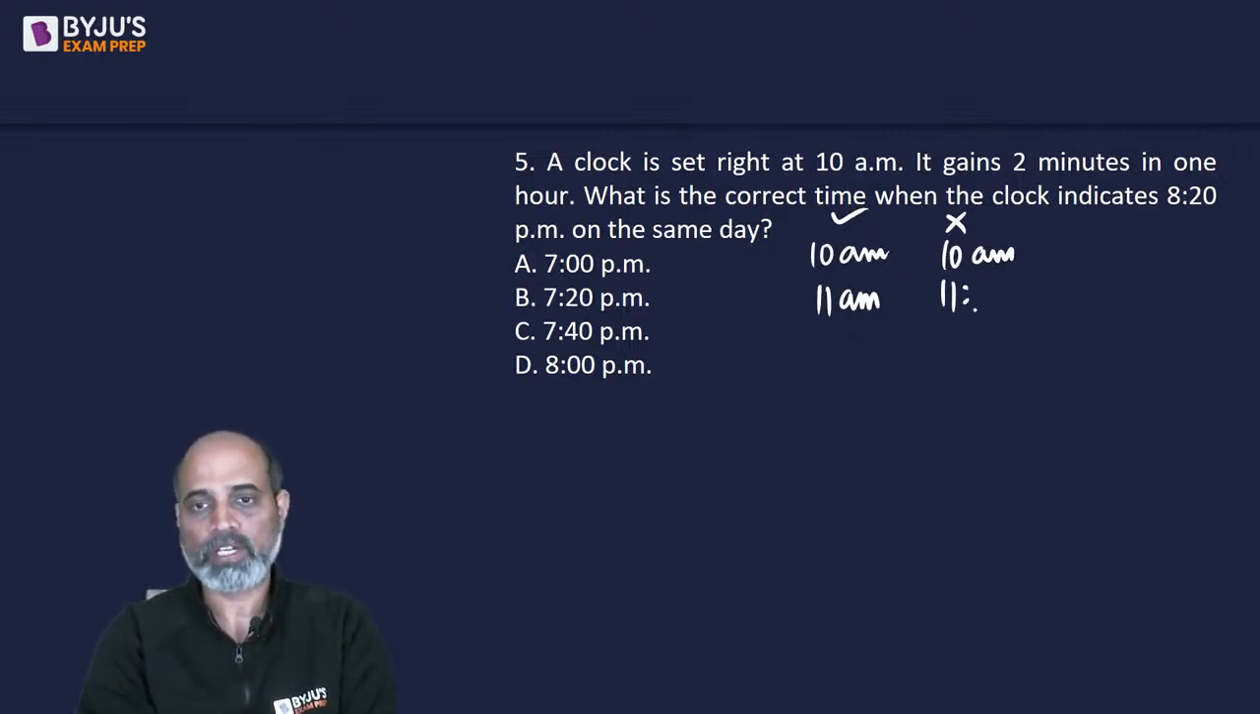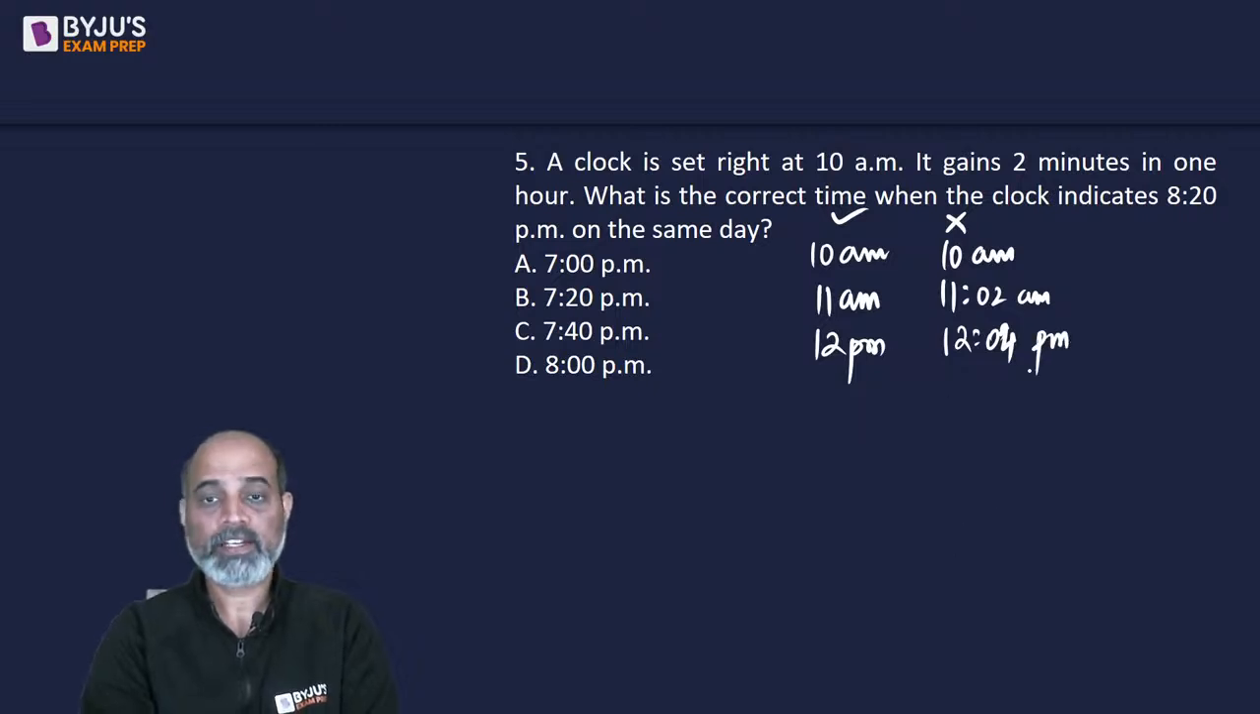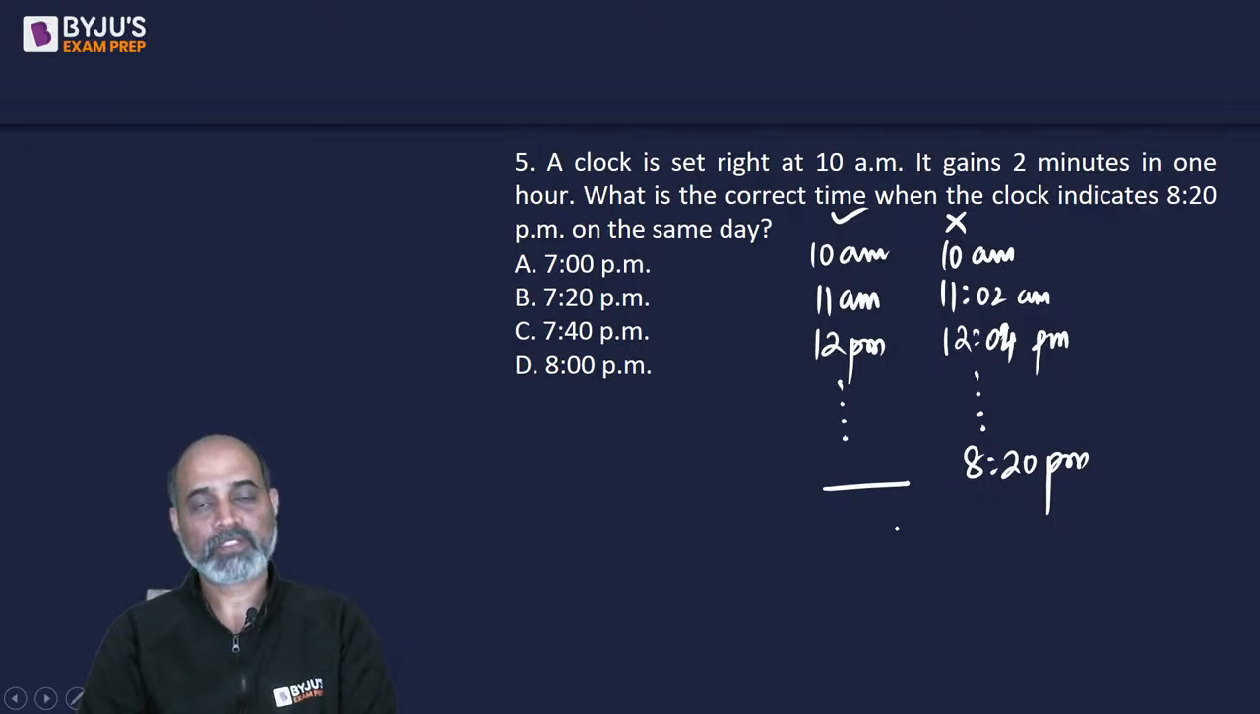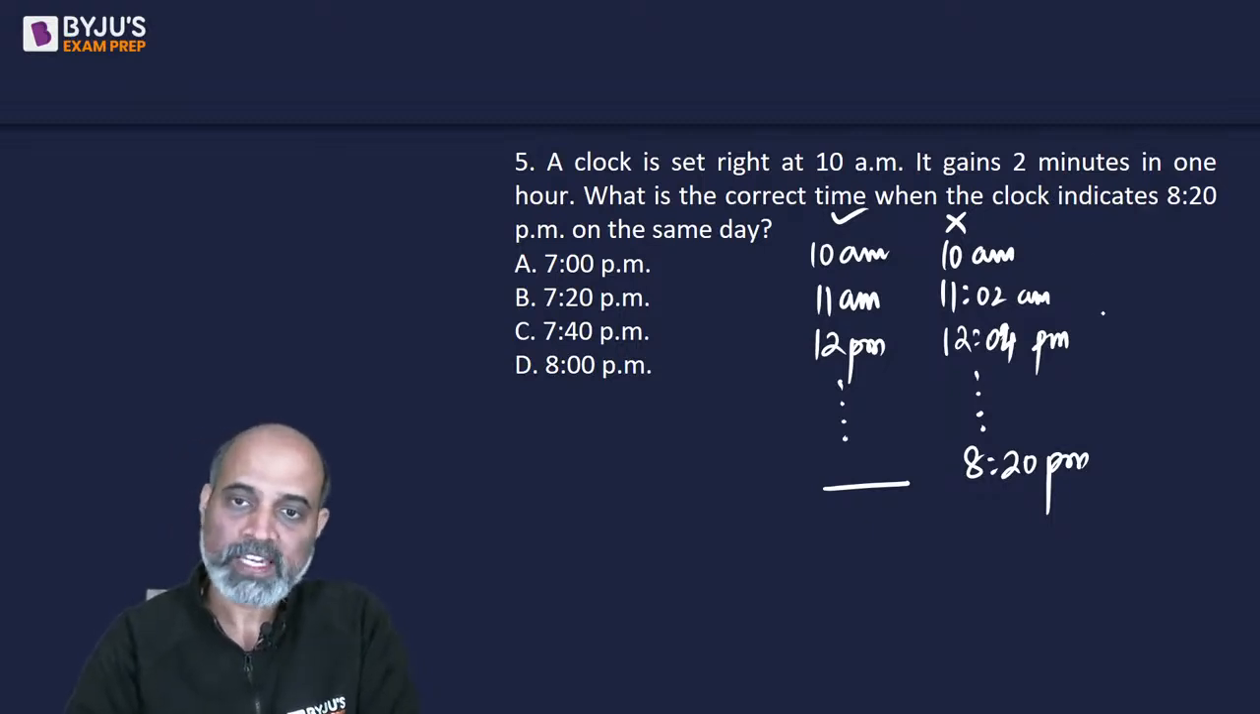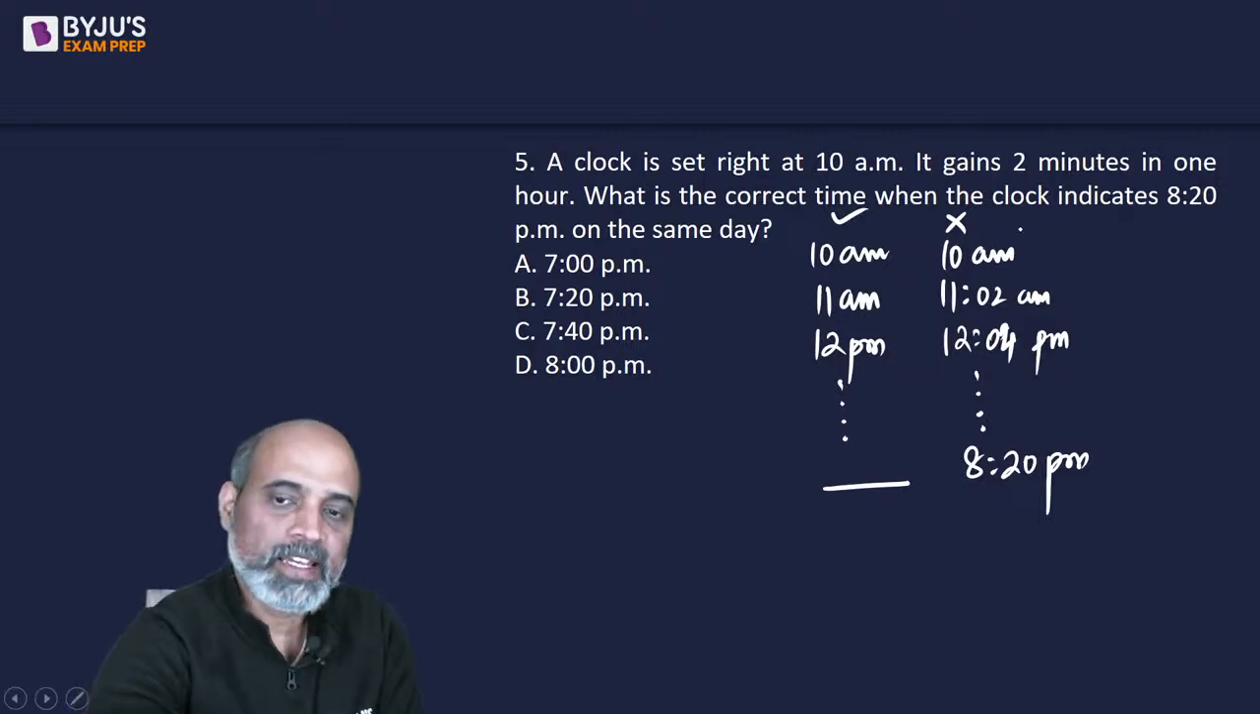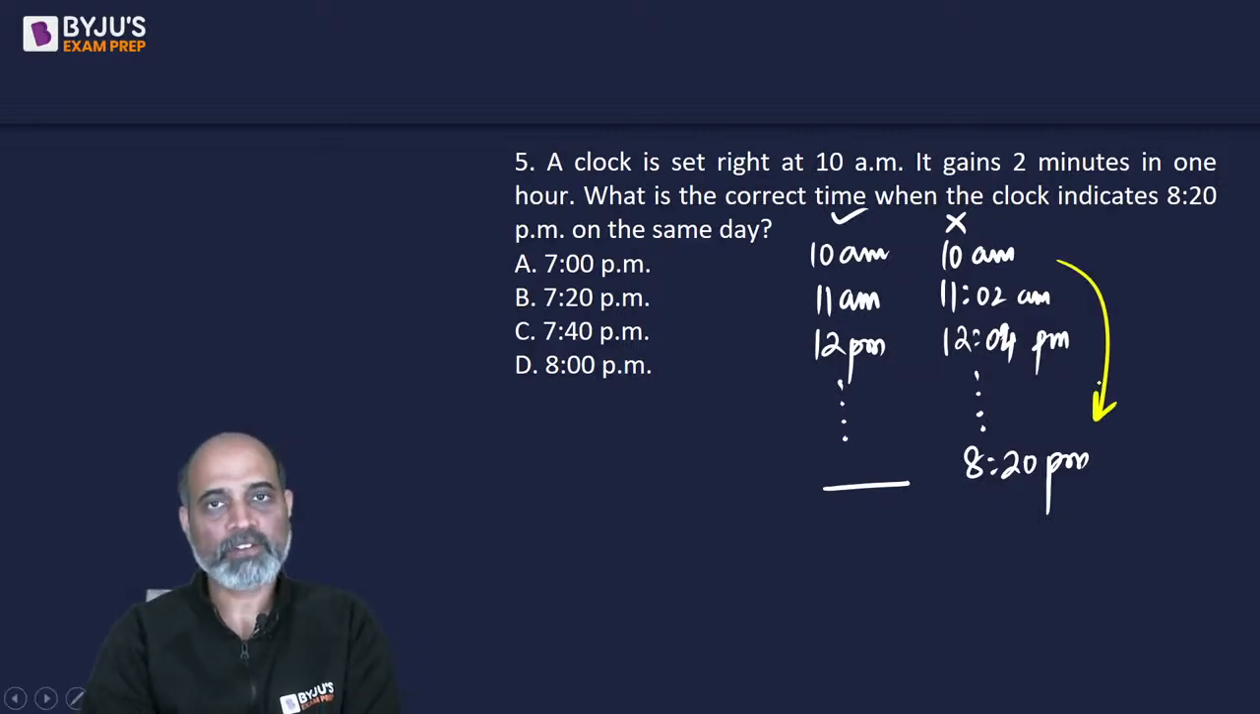But this is going to show 11 too, right? It gains 2 minutes. Similarly, when this will be 12 p.m., this is going to be 12:4, right? 2 more minutes more. And if this continues, question asked is, when this clock shows 8:20 p.m., so what time we will have here, right? So we can see that this is an increase of how many hours, right? So 10 a.m. to 8:20 p.m.